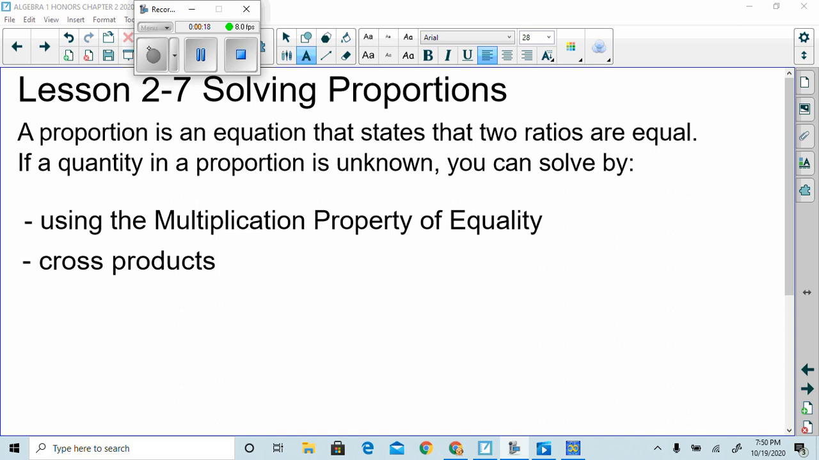A proportion is an equation that states that two ratios are equal. If a quantity in a proportion is unknown, we can solve it in one of two ways. One is using the multiplication property of equality, which we've talked about before when solving equations at the beginning of this chapter, or we could use cross products. Cross products is probably the more common of the two methods, but we're going to investigate both.